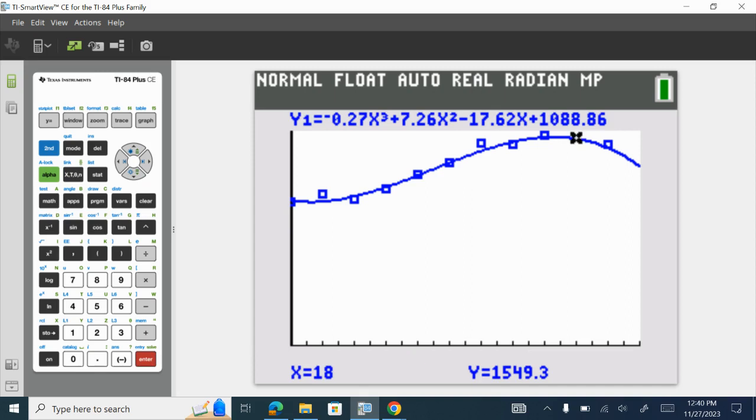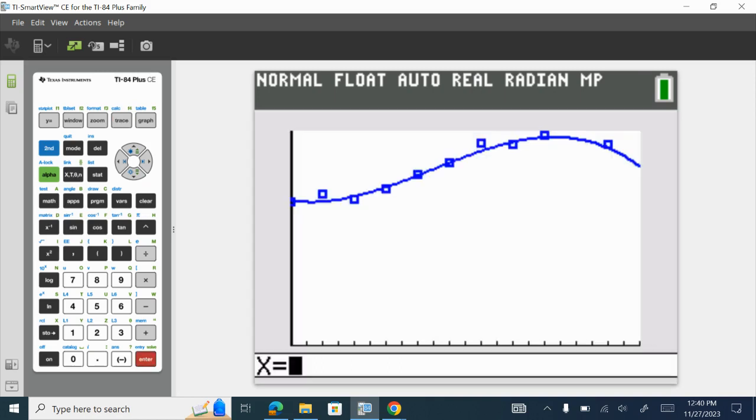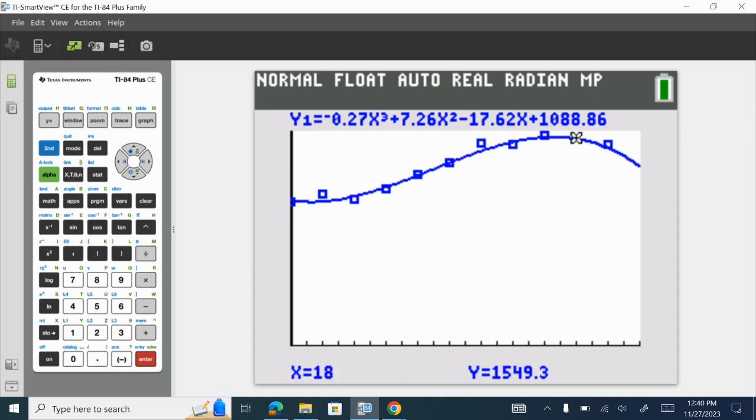Or go to your table. You can always go to your table and find where x equals 18. It does the exact same thing. But again, to show you what I just did. So above trace is calculate in blue. So I did second, the trace button. I clicked enter on the value. And then the blinky is next to x. It wants to know what x value. I want the x value of 18. And I pushed enter. And it told me 1549.3.